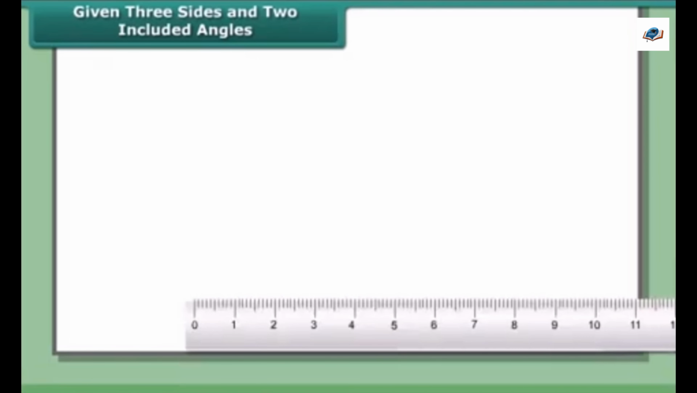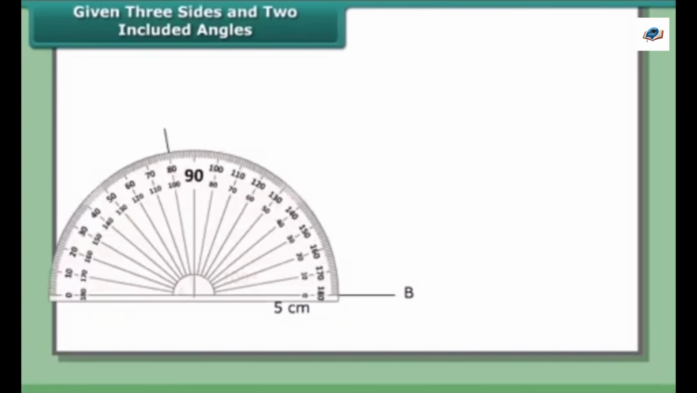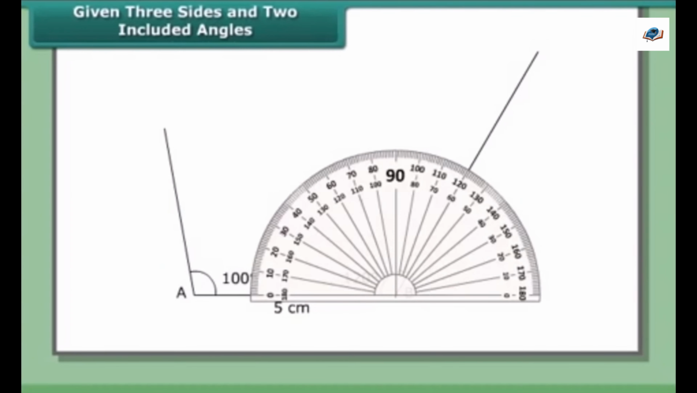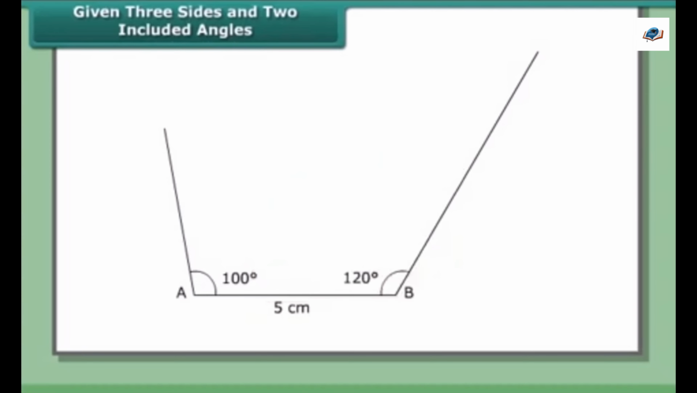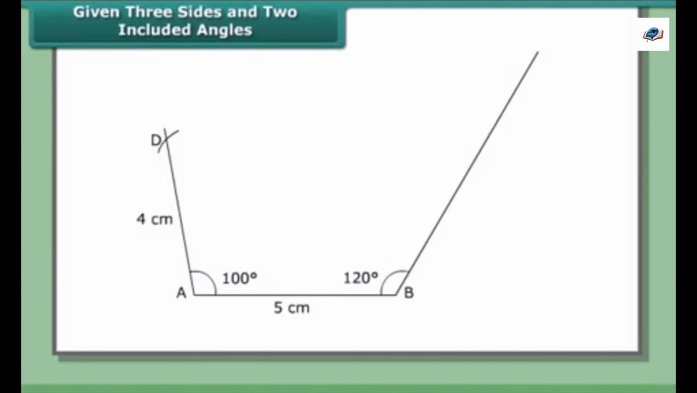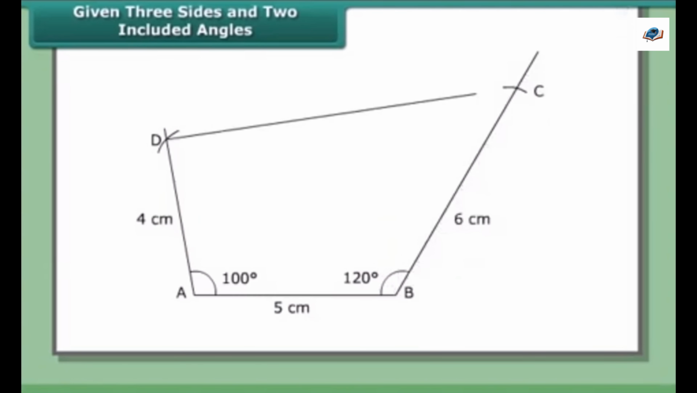Steps. 1. Draw AB as 5 cm. 2. At A, draw an angle of 100 degrees, and at B, draw an angle of 120 degrees. 3. Mark off distance AD as 4 cm and BC as 6 cm. 4. Join CD. ABCD is the required quadrilateral.